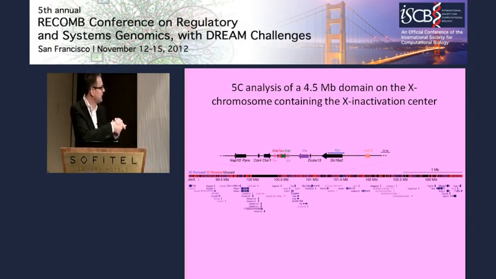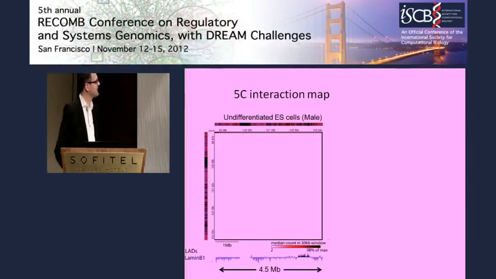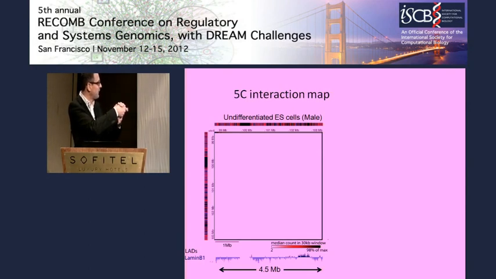So it's a large domain, 5 megabase. There are lots of genes in here. The Xist locus, which initiates X chromosome inactivation, is located right here in the middle. We performed a 5C experiment to map the three-dimensional structure of this 5 megabase domain in mouse ES cells. And I'm going to show you a number of these interaction heat maps, these two-dimensional heat maps that look like this, which is really an interaction map, the frequency with which loci interact, where we plot the locus on both axes. So a particular point in this heat map will be a contact frequency between two loci in this 4.5 megabase domain.